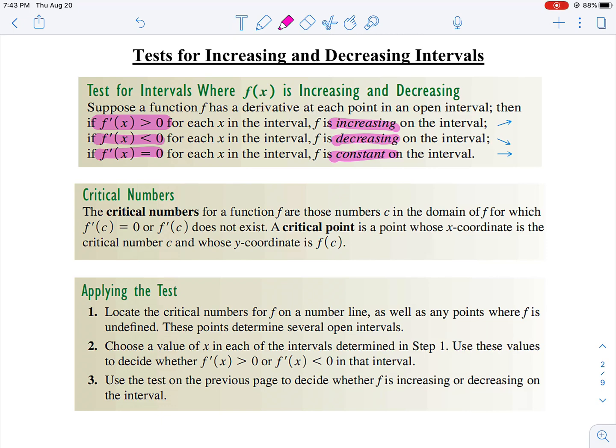But how am I supposed to know when it's positive and when it's negative? Well, what we first have to do is look for what we call our critical numbers. Critical numbers for a function are those numbers in the domain of the function for which the derivative equals 0 or the derivative does not exist. So critical numbers are where my derivative equals 0 or where my derivative doesn't exist.